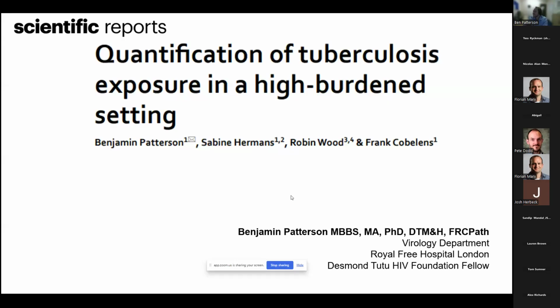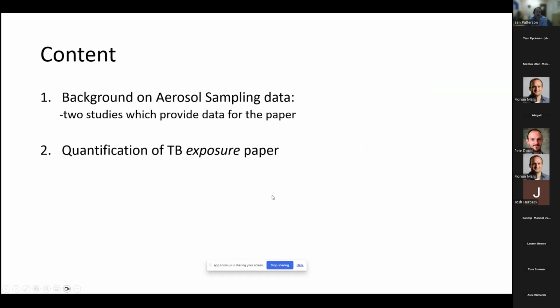Okay. This is going to be looking at our paper, which is about quantification of tuberculosis exposure in a high burden setting. So is that advancing? Yeah. So the way I wanted to do this was firstly to give some background on the aerosol sampling data that is from 2 studies that provide data for this paper, and then move on to the paper. So it's really a talk in 2 halves.